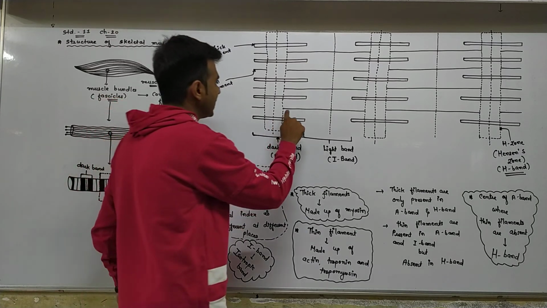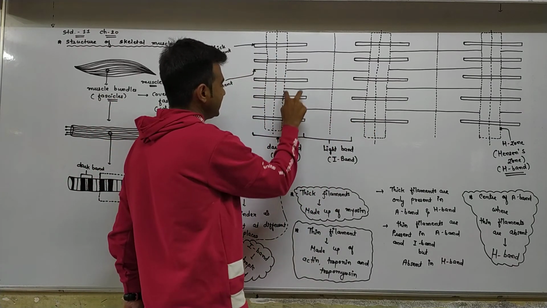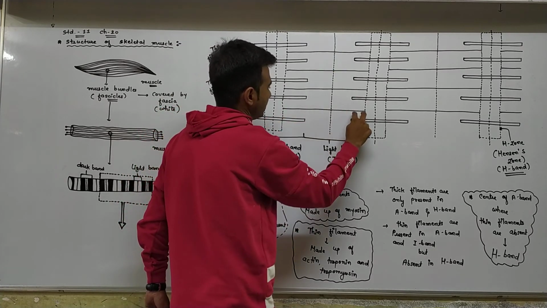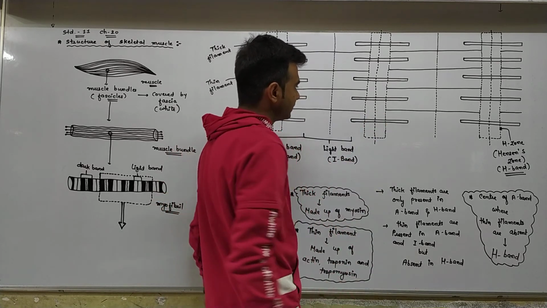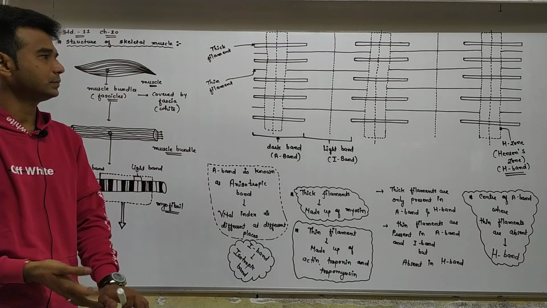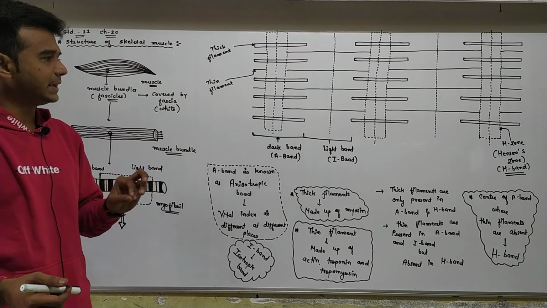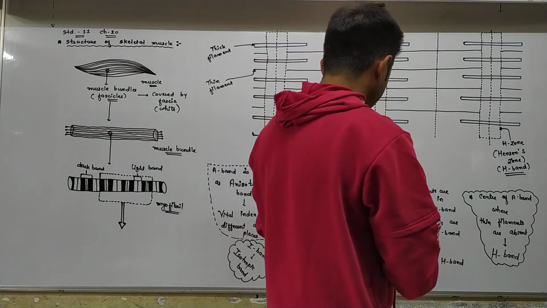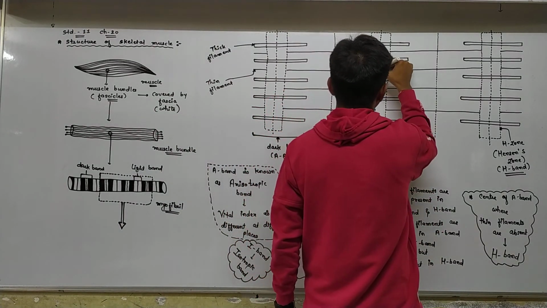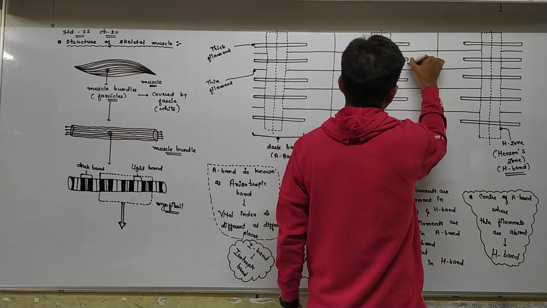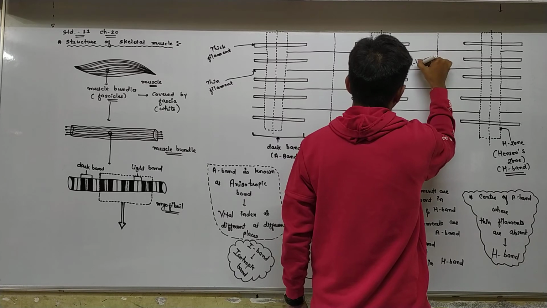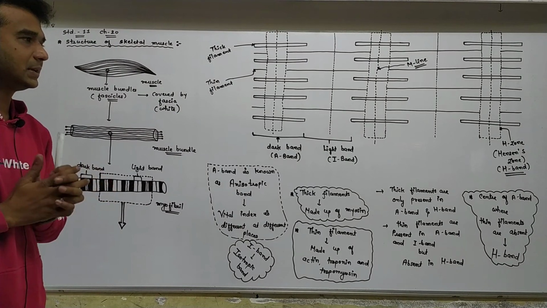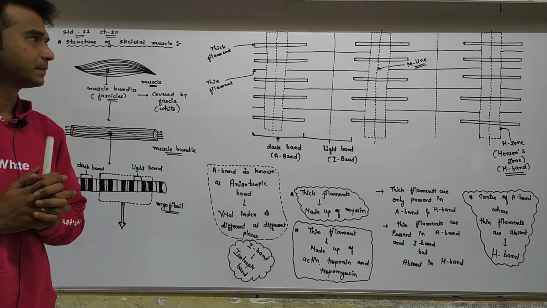See, single line, thin filaments. Thin filaments are present in the A band and I band also, but absent in the H zone. The center of the H zone consists of the line known as M line, the middle line. The center line of the H zone is known as M line.